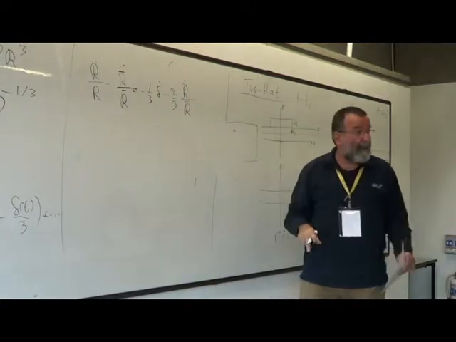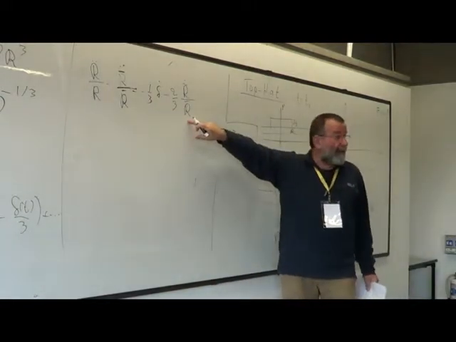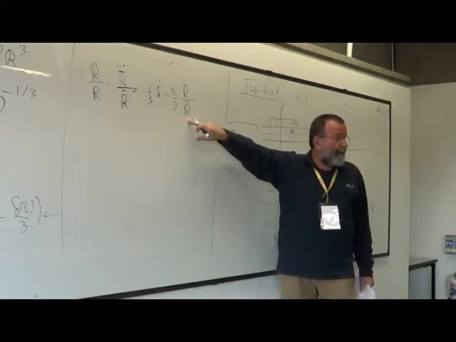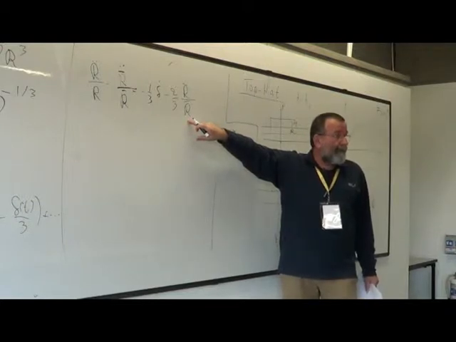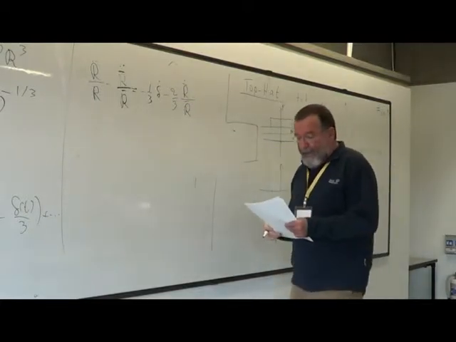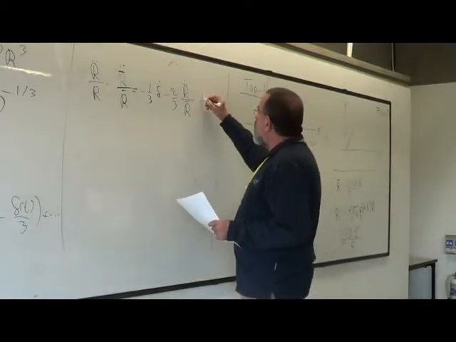Now, what is the term that I wrote here? What's R dot over R for the total universe? It has a name. The Hubble parameter, the scale factor. He found something about the expansion of the universe. Times delta dot.